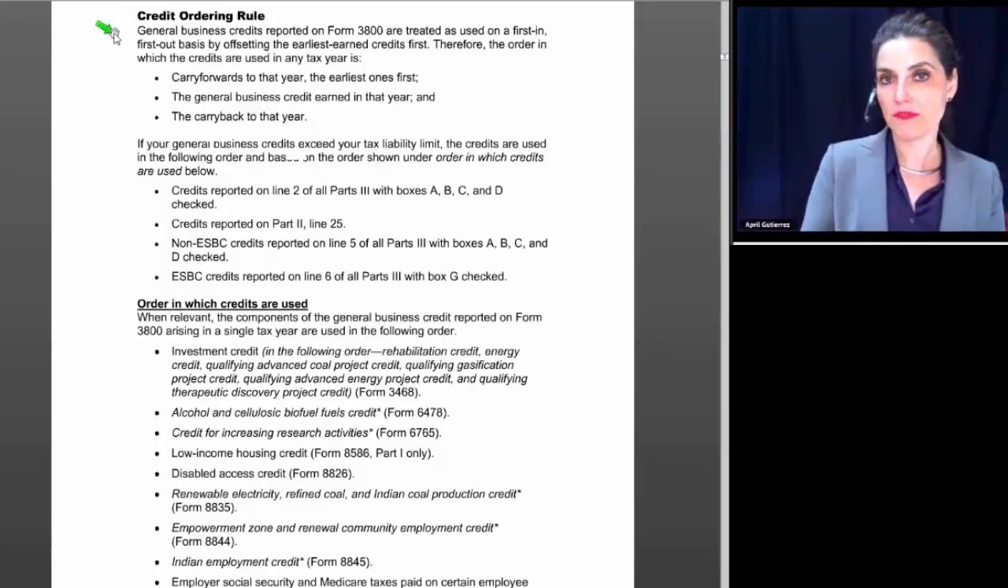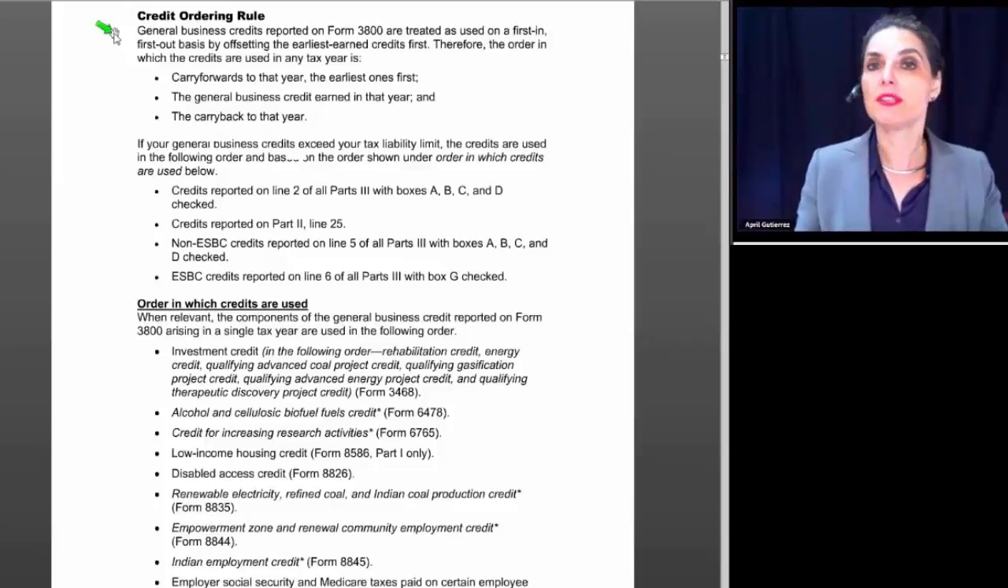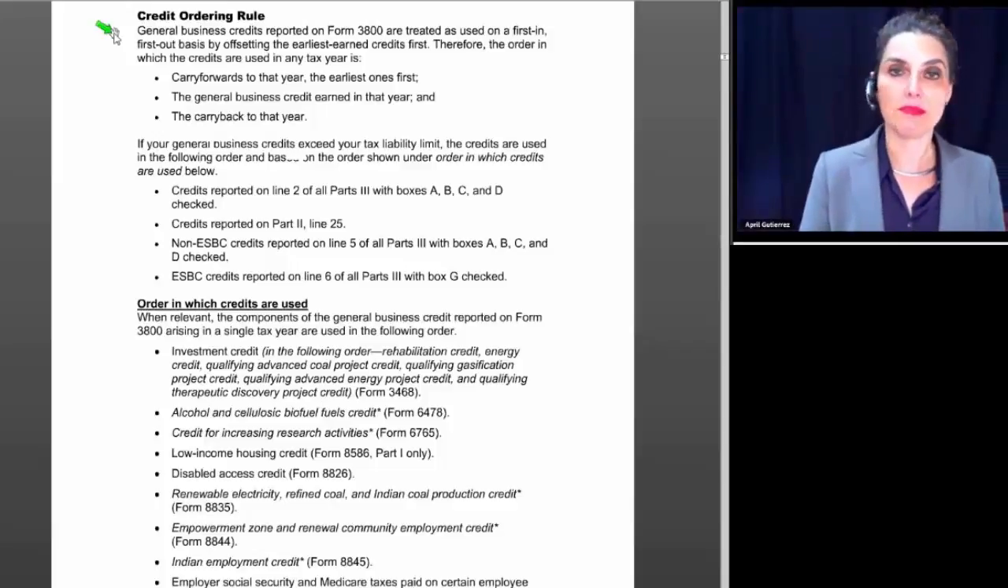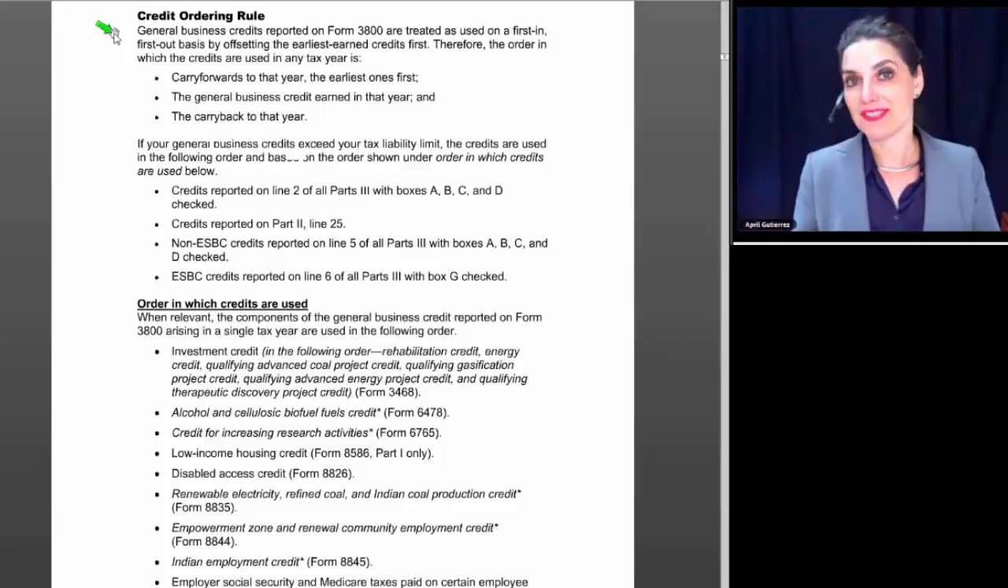And of course, on the back of Form 1040, the very first credit in line is the foreign tax credit. And then, of course, there's a bunch of other credits that are listed that fall underneath that. It's not a 100% given rule that the credits must be claimed in the order in which they appear on the back of 1040, because there are some exceptions to it, but generally this is the case.